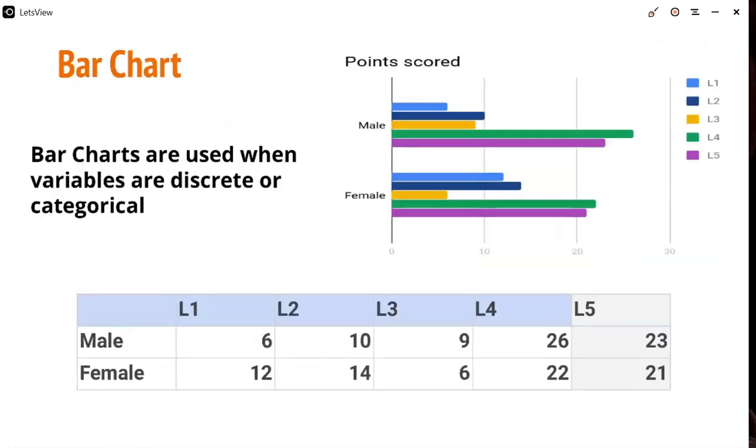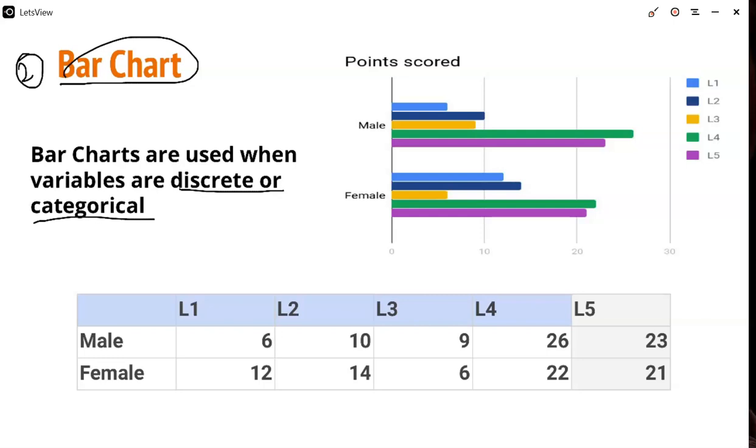The second visualization tool that is used is called the bar chart, and the bar chart is basically used for the discrete or the categorical variable. The earlier line charts are used for the numeric type of variable. This is used for the discrete or the categorical variable.